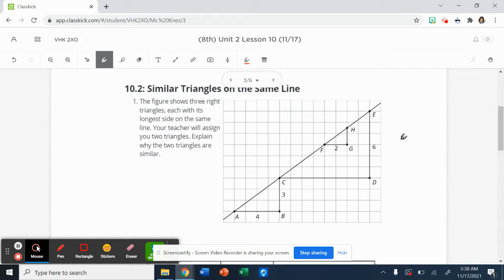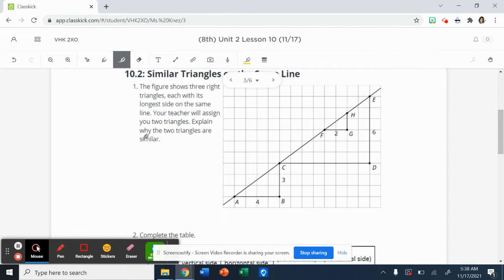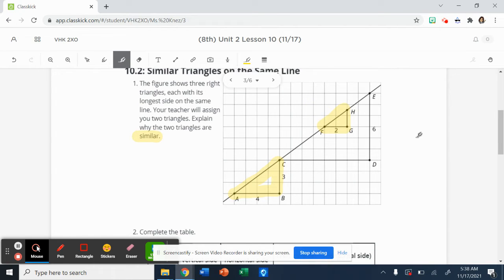The figure shows 3 right triangles, each with the longest side on the same line. Your teacher will assign you 2 of the triangles, and you need to prove why the triangles are similar. So if you're watching this video, I want you to tell me why triangle ABC is similar to triangle FHG. And you can go ahead and pause this video to answer that question. So you should have given question 1 a try, and there's a few ways to prove that these 2 triangles are similar. The first is looking at the corresponding sides.